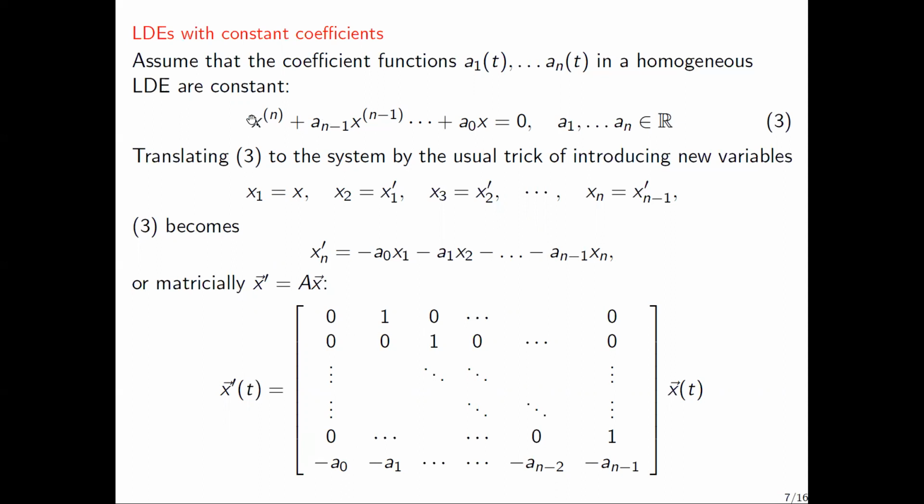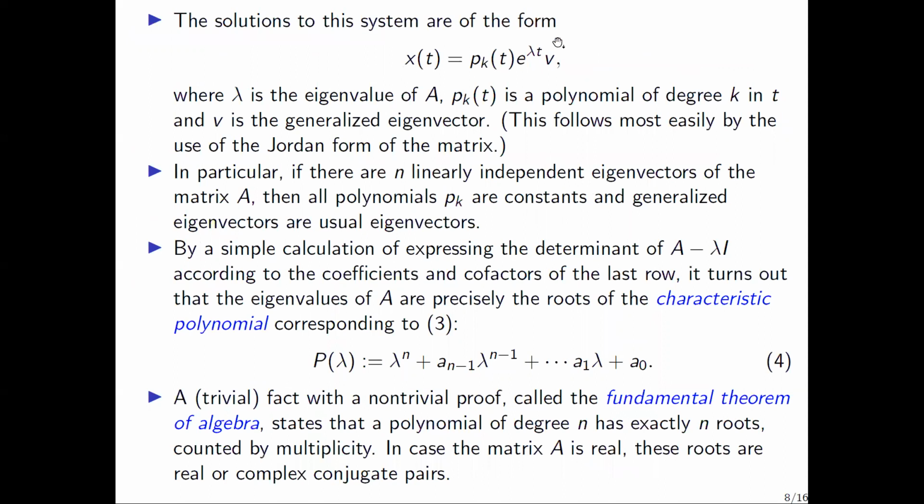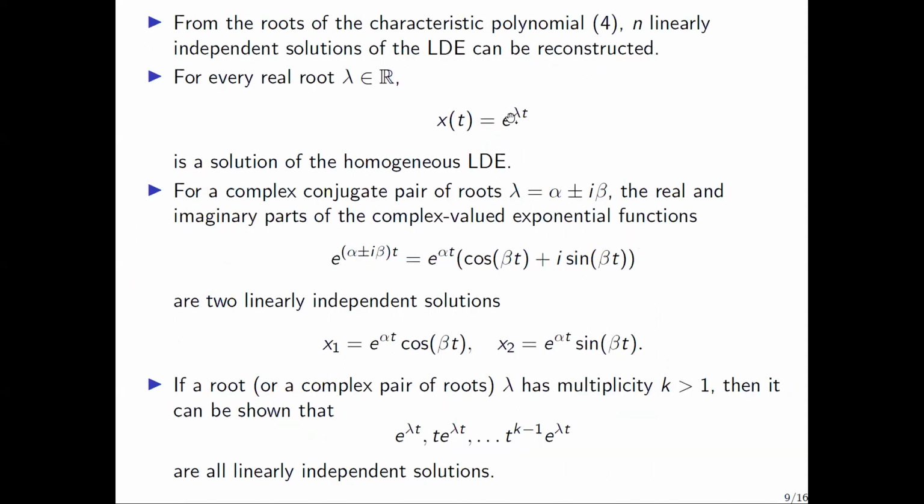So this proves that to solve an nth order differential equation, we only need to replace ith derivatives with lambda to the power of i, then compute the roots of this polynomial, and then the solutions are of this form: e to lambda t, where lambda is a root, times some constant. This is in the case where the root is real, so where lambda is real.